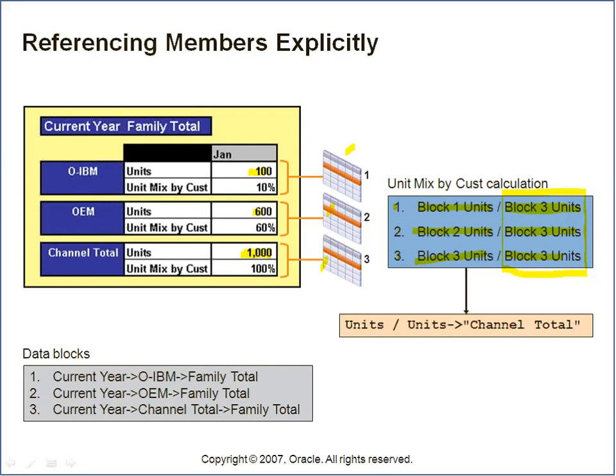So what I do is I know that each time in the numerator my customer will change, the block 1 units will change. But for denominator, I always have to use the channel total units. To explicitly refer to the channel total units always, we have an operator called the cross dim operator. This operator, minus greater than sign, which looks like an arrow, is called a cross dim operator.